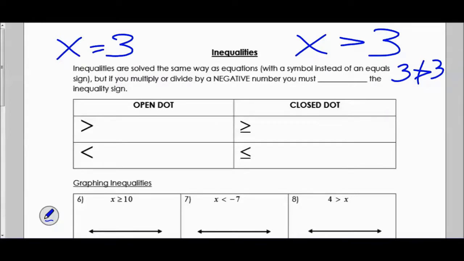But there's only one difference when we solve an equation versus an inequality. Inequalities are solved the exact same way, but when we multiply or divide by a negative number, only multiplying or dividing by a negative, we must flip the sign.